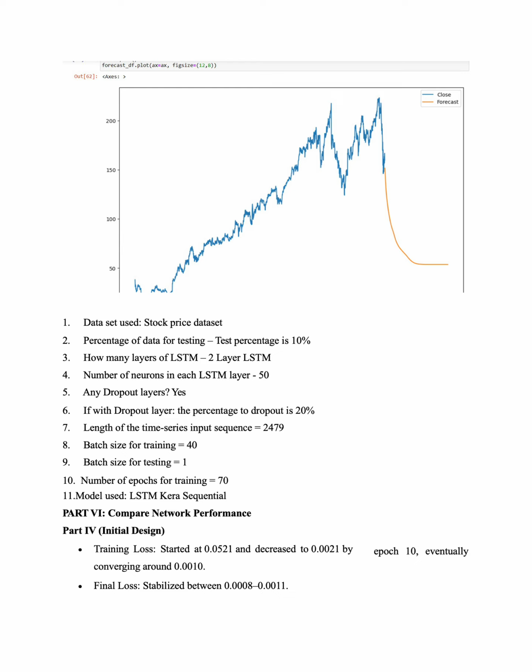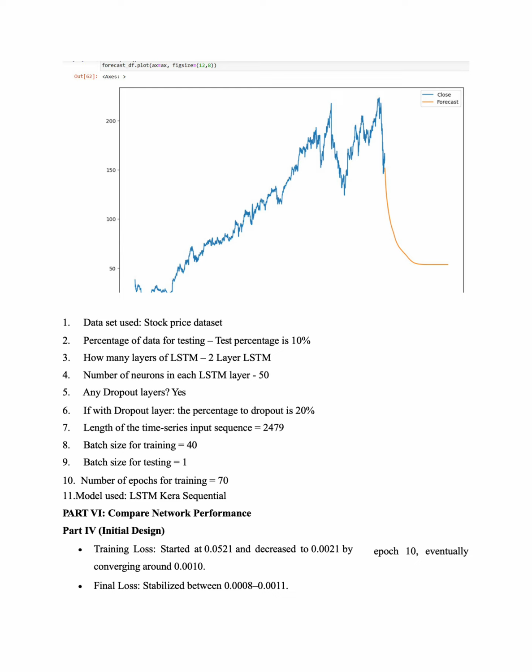So this is the final graph for the actual and the predictions. Here are the changes that were made for redesigning. The test percentage is the same, and 2 LSTM layers are used. The neurons have been set to 50 and the dropout layer percentage is 20. The length of the time series input sequence is 2479 and the batch size for training is set to 40.